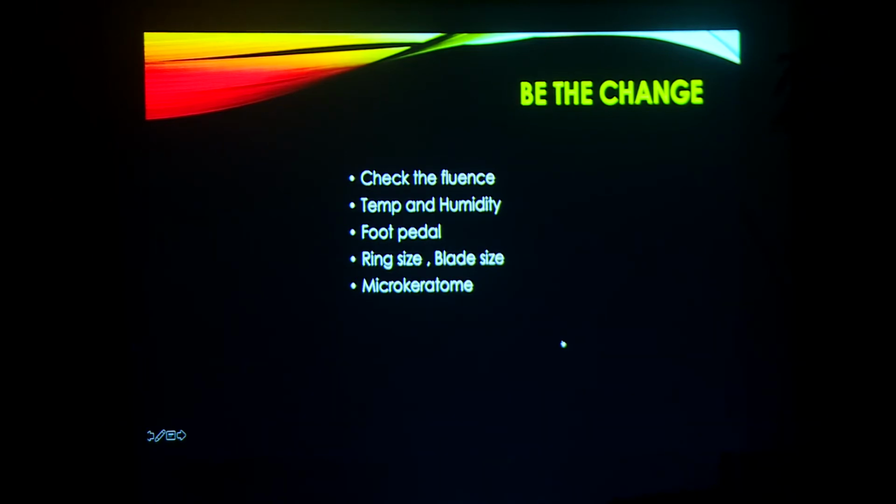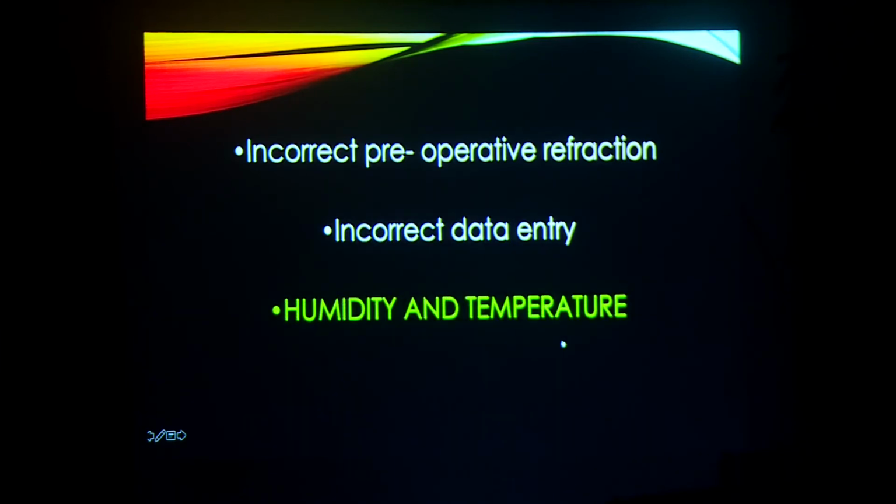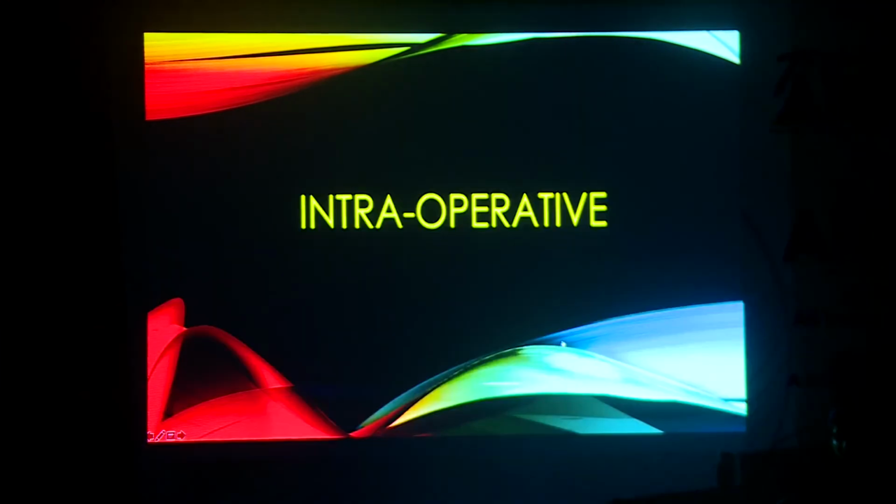If you have confidence in the sisters, yes, you can teach them, train them, but when you're training them, make sure that you stand beside them until they do 3 or 4 cases without your help as well. So the problems which can happen are inappropriate refraction, incorrect data entry, and mainly humidity and temperature.